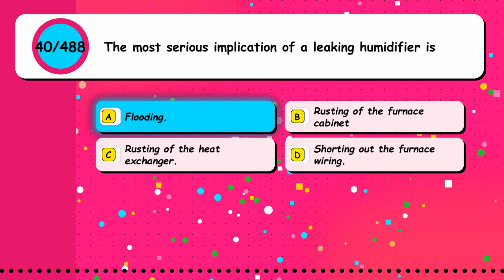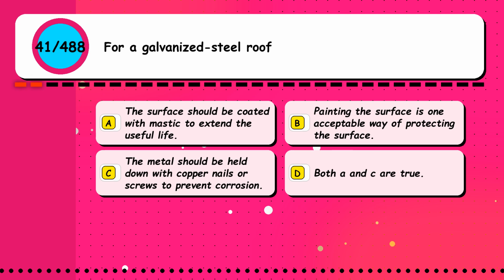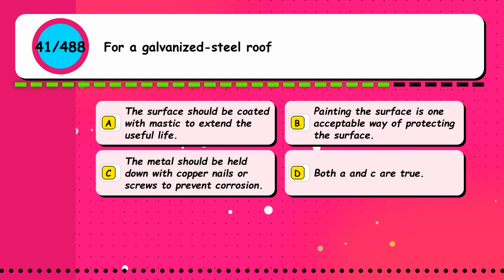The correct answer is option A, flooding. Rusting of the heat exchanger. Question 41. For a galvanized steel roof, Option A, the surface should be coated with mastic to extend the useful life. Option B, painting the surface is one acceptable way of protecting the surface. Option C, the metal should be held down with copper nails or screws to prevent corrosion. Option D, both A and C are true.